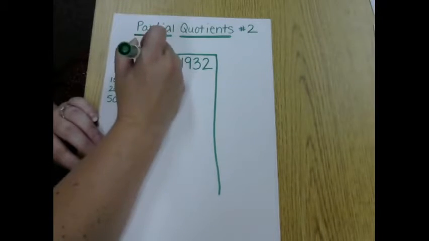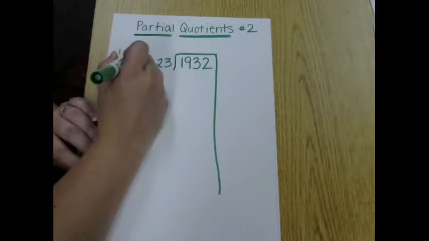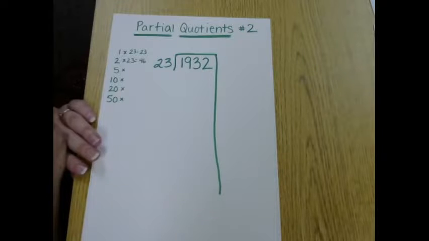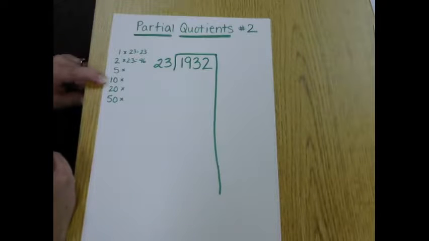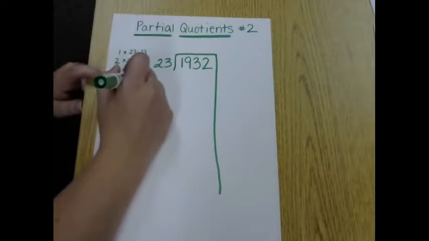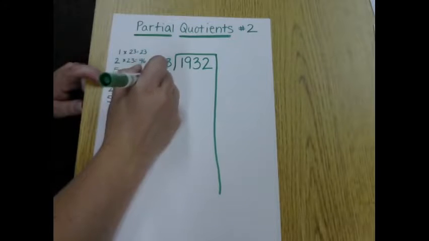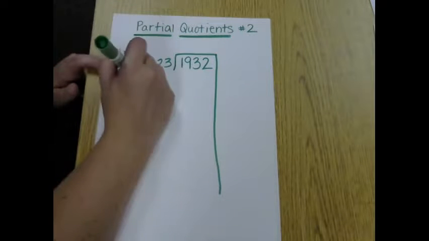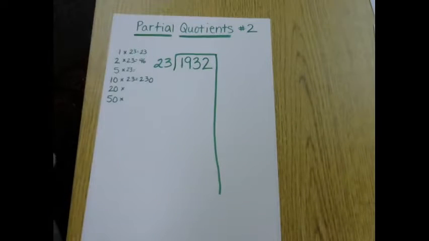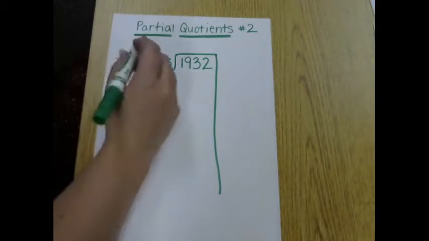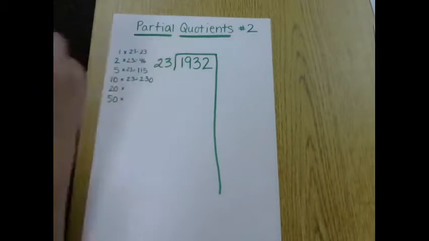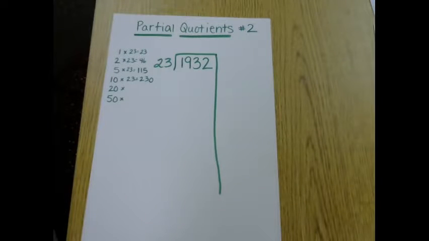One group of 23 is 23. Two groups of 23 is 46. I just doubled my 20 to get 40, doubled my 3 to get 6. To get my 5, I'm going to jump ahead to my 10. 10 groups of 23 is 230. So 5 groups of 23 will be half as much. Well, I know half of 200 is 100, and I know half of 30 is 15. We just did 23 times 5 off to the side, pretty easy.